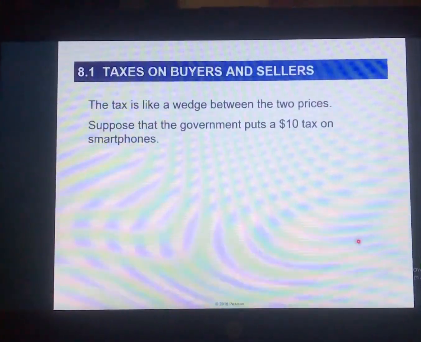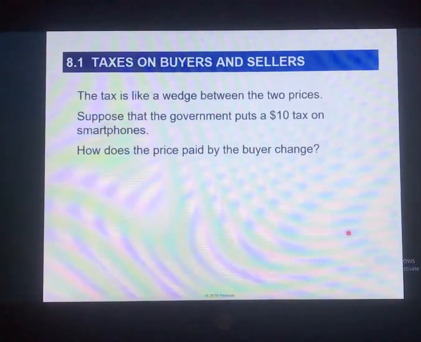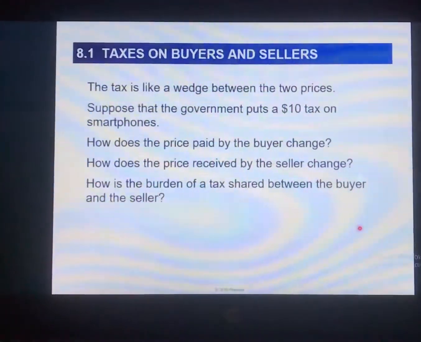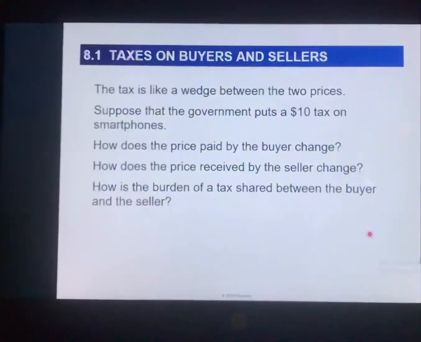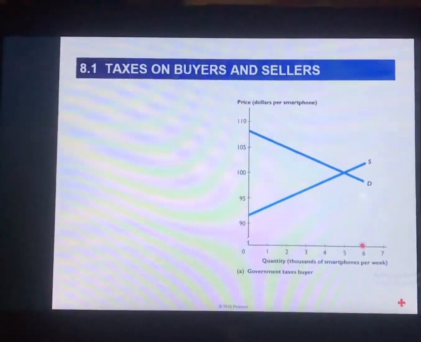Suppose the government puts a $10 tax on smartphones. How does the price paid by the buyer change? And how does the price received by the seller change? And lastly, how is the burden of tax shared between the buyer and the seller? So let's look at this graph.